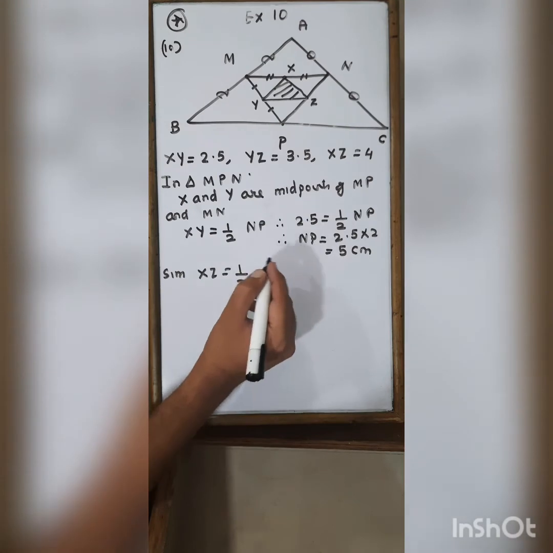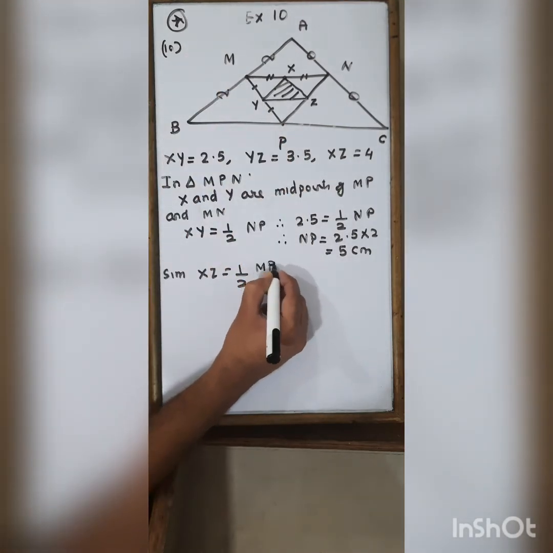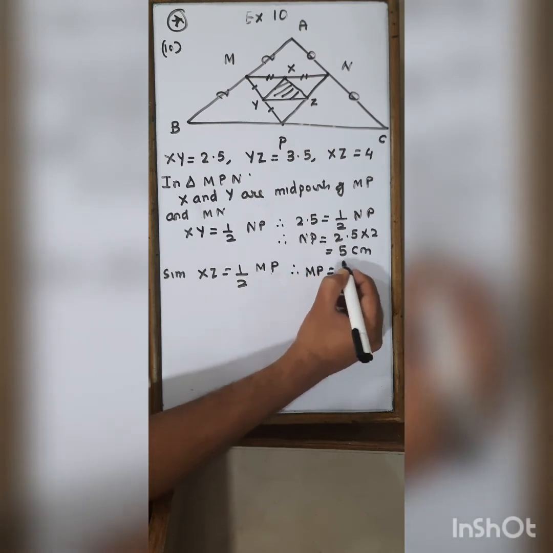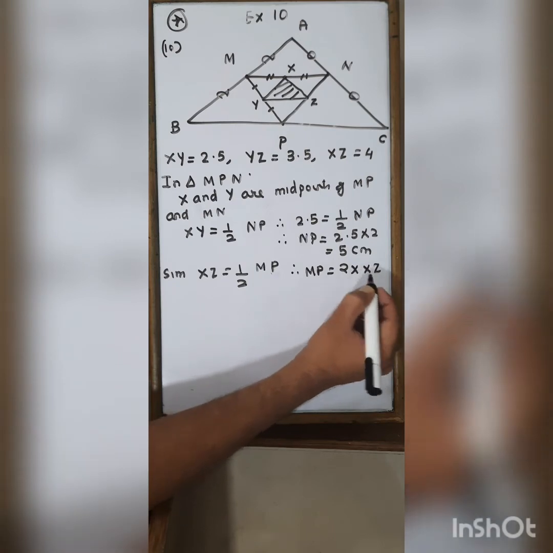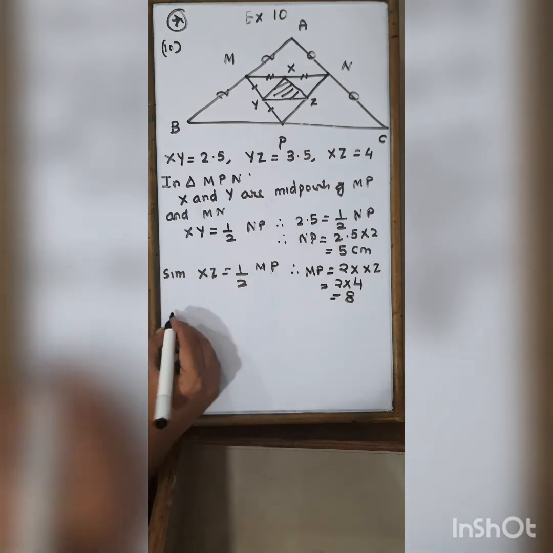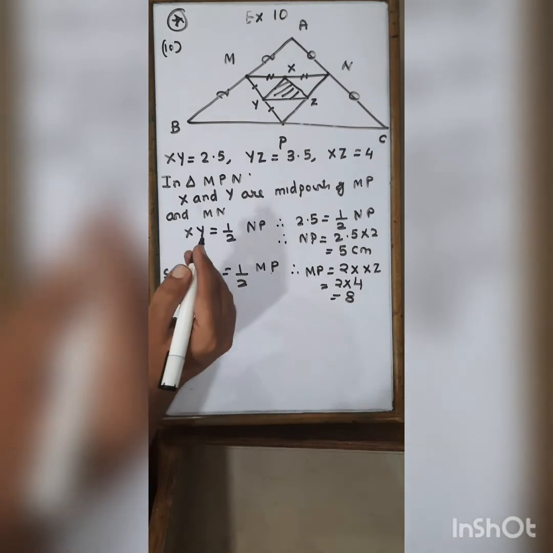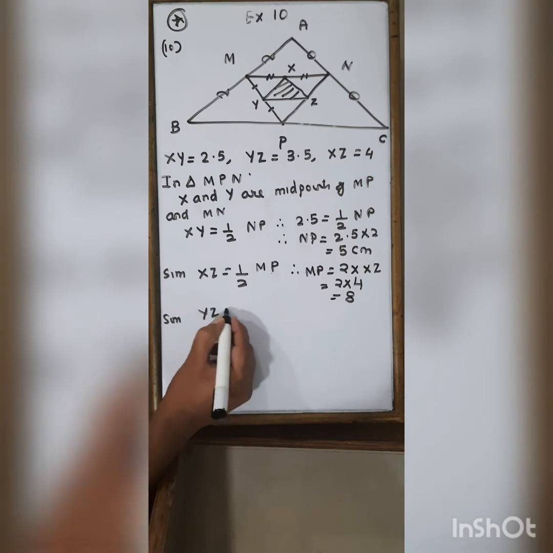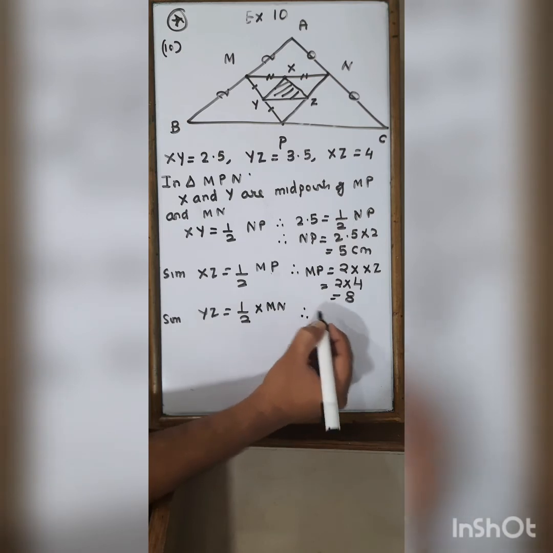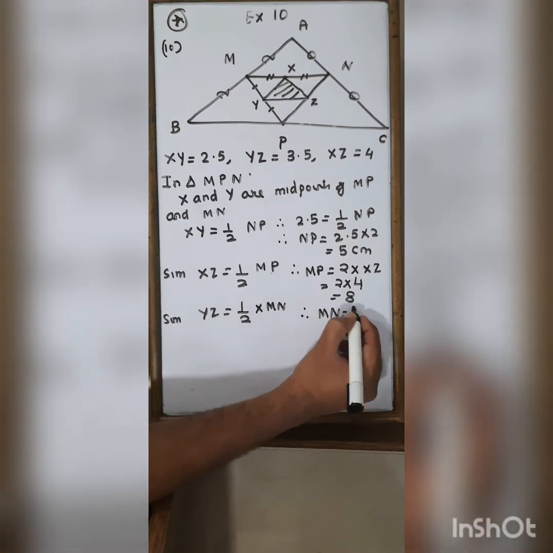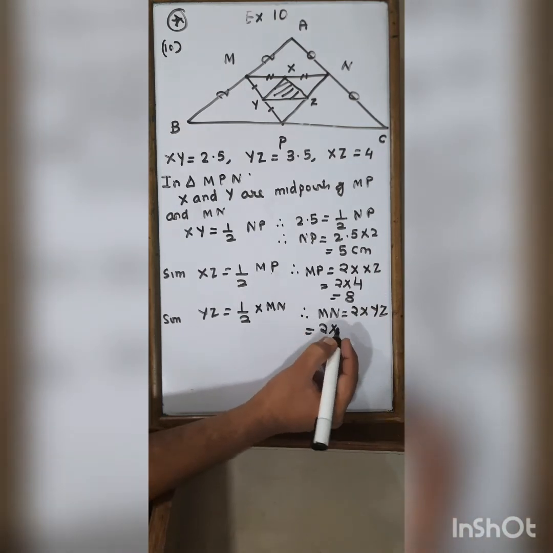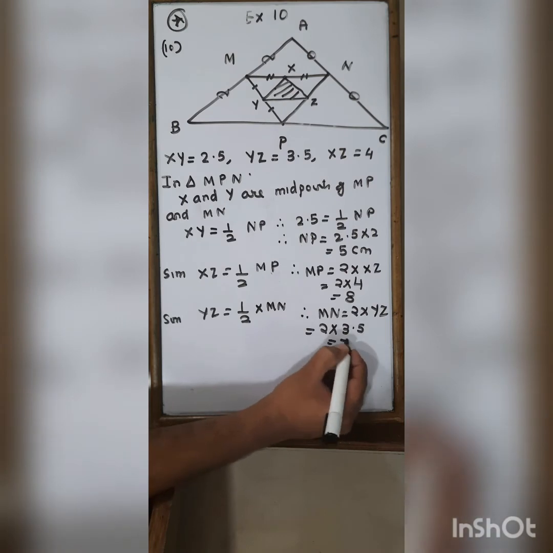Now I take XZ, XZ is equal to half of MP, therefore MP is equal to 2 times XZ. How much is XZ? 2 into XZ. XZ is 4. So this becomes 8. Now similarly, YZ is equal to half of MN. So therefore, MN is equal to 2 multiplied by YZ, YZ is nothing but 3.5. So it becomes 7 centimeter.